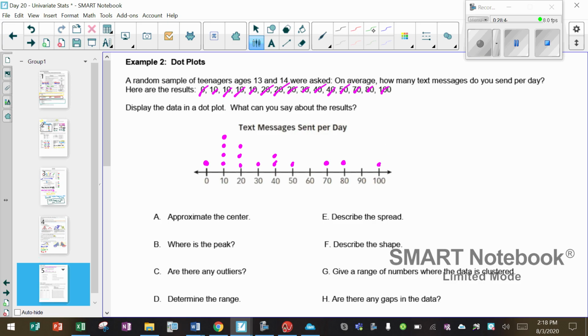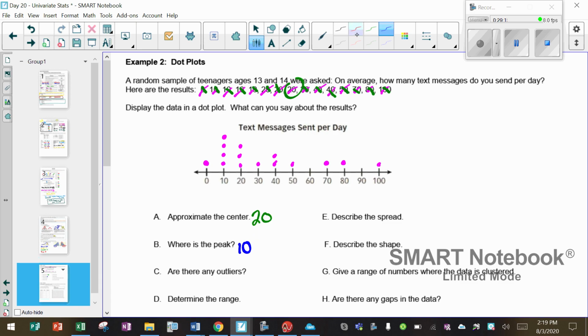So where's the approximate center? Well, if we go back to our median, 1 2 3 4 5 6 from that end, 1 2 3 4 5 6 from that end. Approximate center right around the 20. So we have the same number of dots on both sides. The peak is the same thing as the mode. Which number shows up the most? That was the 10.